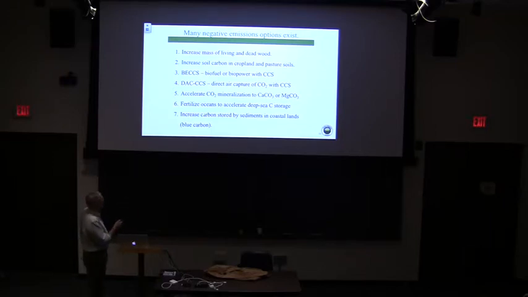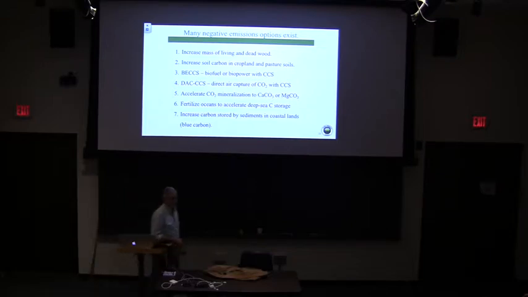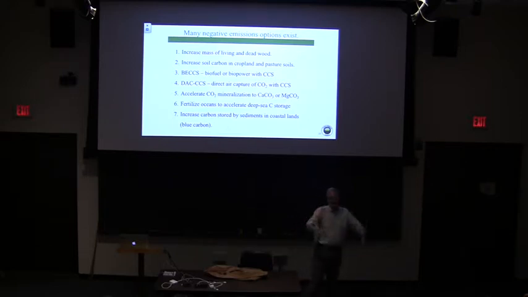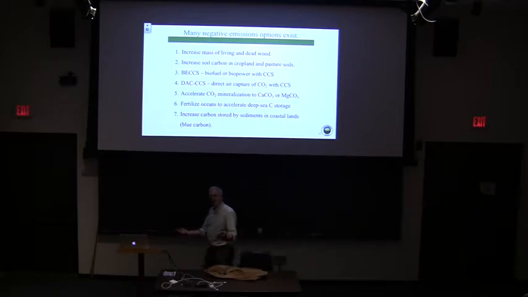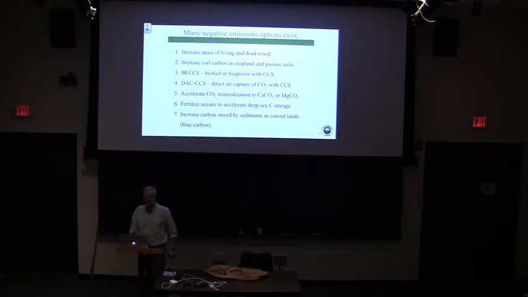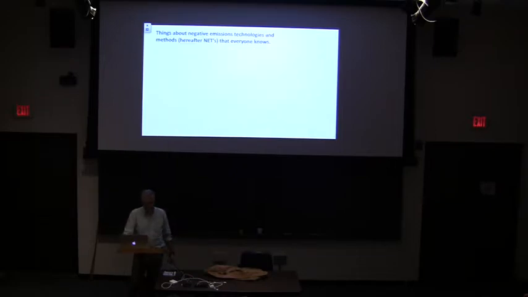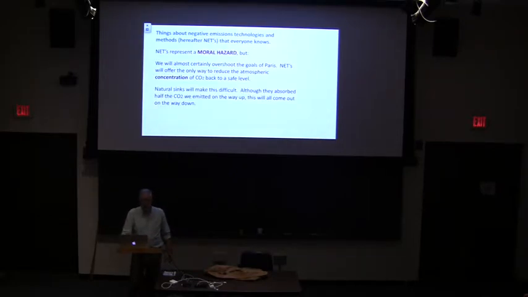You can increase the carbon stored by sediments in coastal land. Turns out coastal lands really accumulate organic carbon in the swampy areas, the coastal marshes, essentially linearly through time. And as the sea level rises, they just keep building it up and up and up and up. And so if you rebuild coastal marshes, you actually can cause the CO2 to come out of the air and into this coastal sediment.